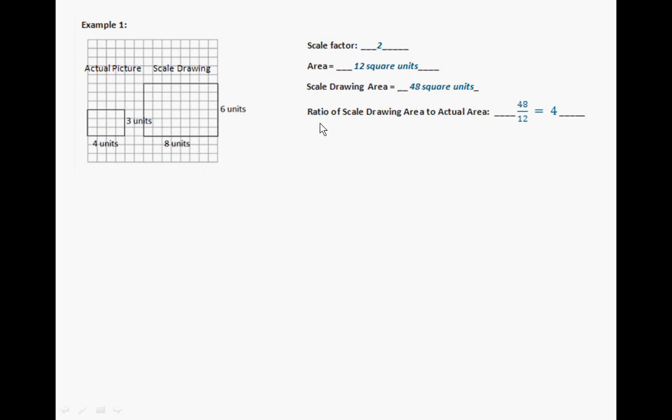So what is the ratio of the scale drawing area to the actual area? Well, it would be 48 over 12, and 48 over 12 reduces to the whole number 4. Well, what do you notice about the scale factor 2 and the ratio of the scale drawing areas, 4? Let's take a look at the next example.